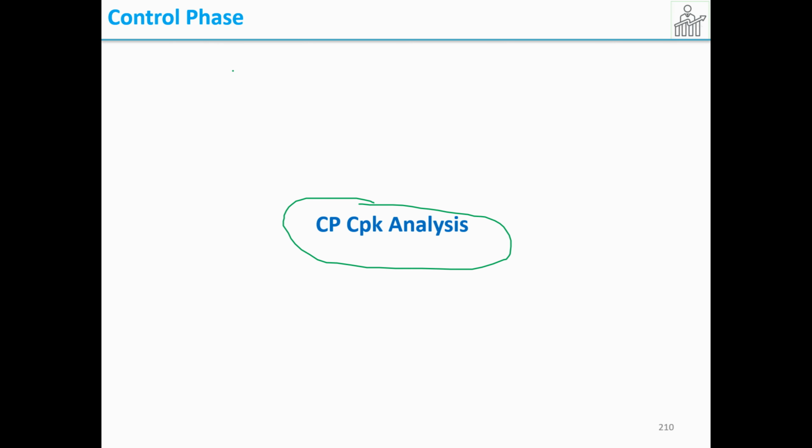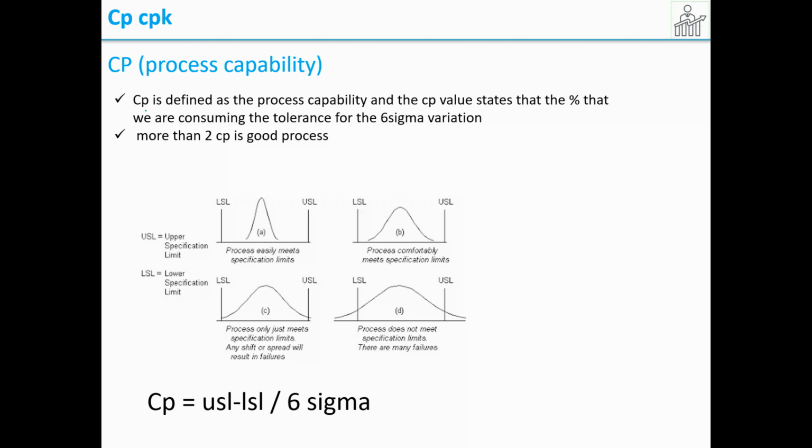So in general terms, CP is nothing but process capability. CPK is nothing but process capability index. So what is CP? CP is defined as process capability, and the CP value states the percentage that we are consuming of the total tolerance for the Six Sigma variation.